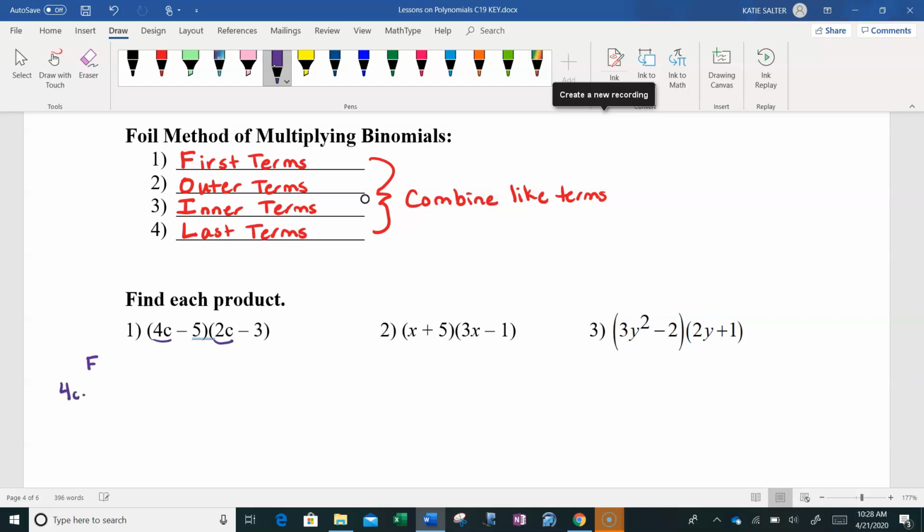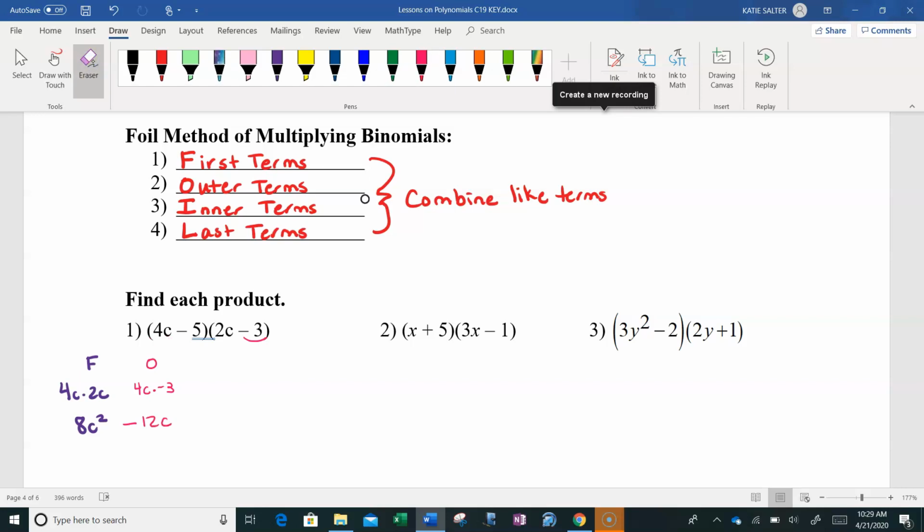So if I say 4c times 2c, that would give us 8c squared. The next letter in FOIL is the O. And what that means is that we want to multiply the outside terms together. So if I look at this big problem, when I say the outside terms or the outer terms, I'm talking about the 4c and the negative 3. So right here I would say 4c times negative 3, which would give me negative 12c.